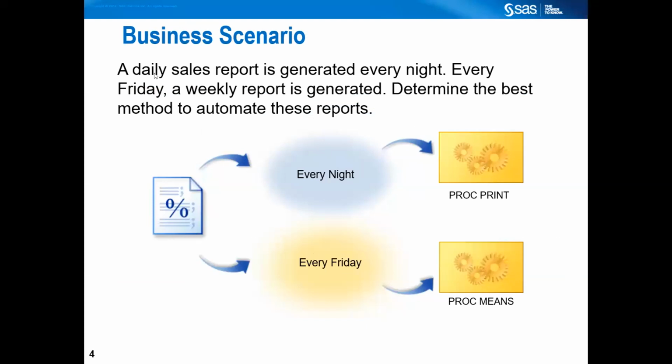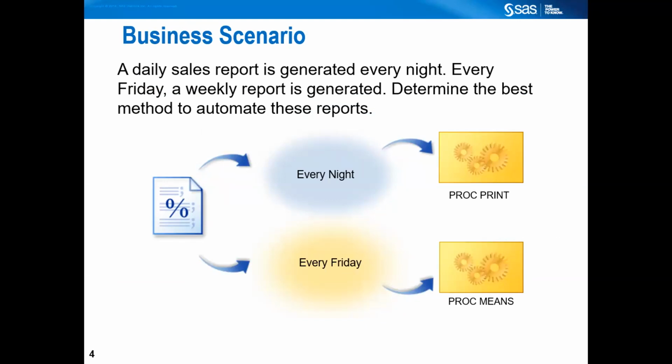So you are creating a macro program called daily. It's a daily sales report which is generated every night, whereas every Friday a weekly report is generated. Determine the best method to automate this report. Yes, we need to automate.